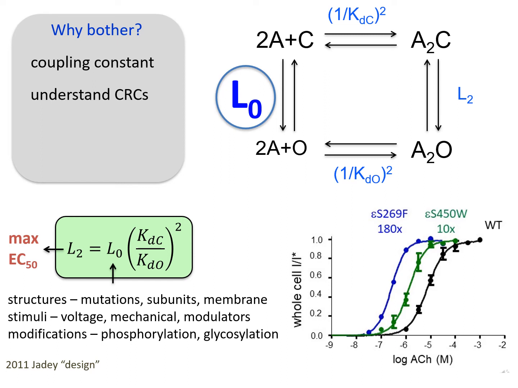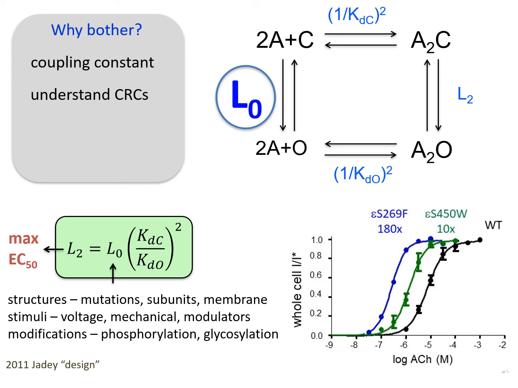Also, there are stimuli that affect L0 that may or may not be under your experimental control. The voltage will change L0, mechanical effects will change L0, as will allosteric modulators. That's how many allosteric modulators work. Finally, there are post-translational modifications that affect L0. I've only listed 2 here. So all these things change L0, and when you change L0, you're going to change L2. When you change L2, you're going to change your dose-response curve.